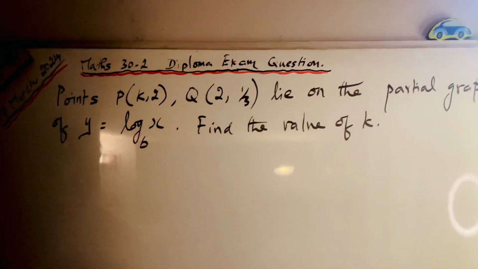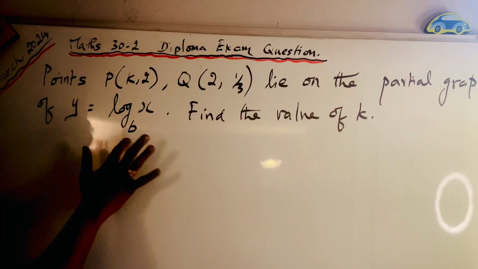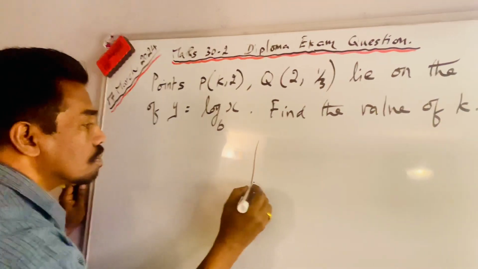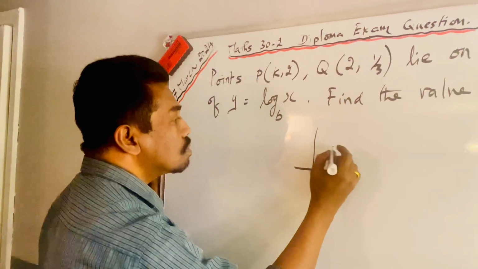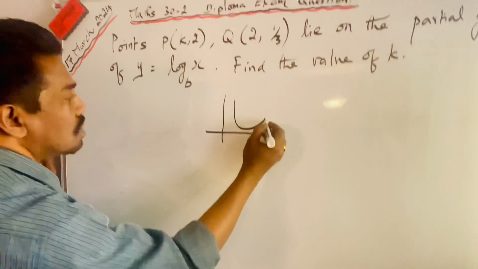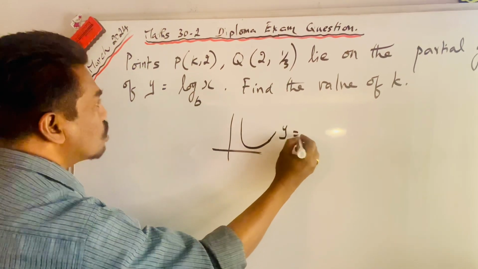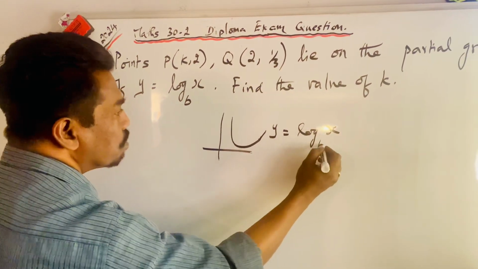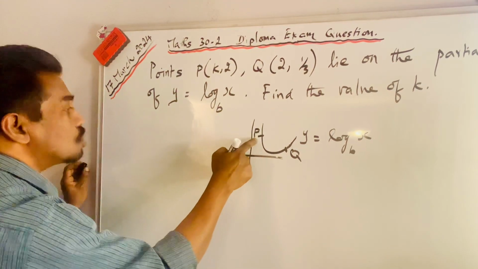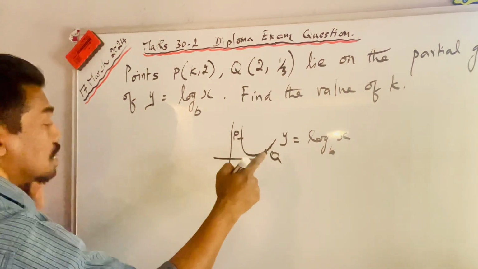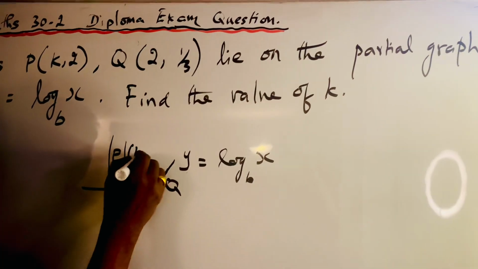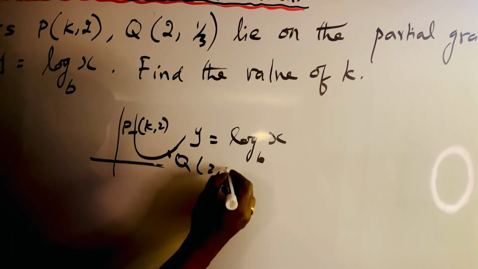For example, the graph would be given, and the graph will be like this, a partial graph. I just approximate this equation: y is equal to log x to the base b. This is one point, P, and this is another point, Q. If these two points lie on this graph, the coordinates are k, 2 for P, and 2, 1 over 3 for Q.